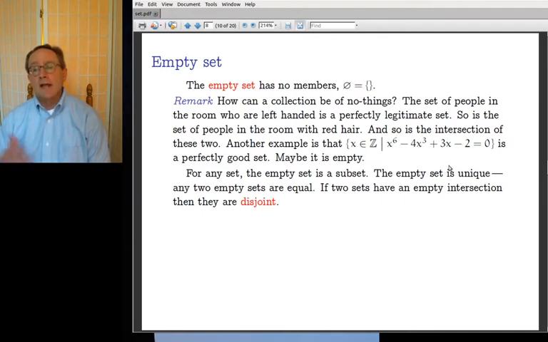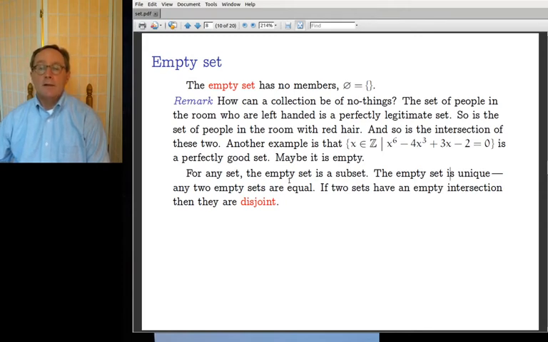A less fanciful example is if I look at the set of integer x's which satisfy this property, that's a perfectly good collection. It might not have any x's in it, but it's a perfectly good collection. So it's perfectly sensible to talk about a collection and find out it has no members. That could easily happen.